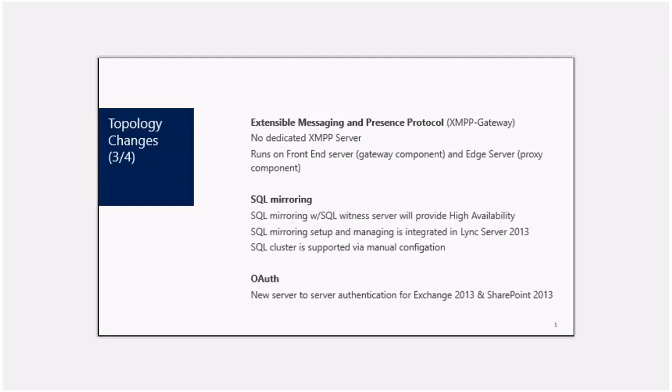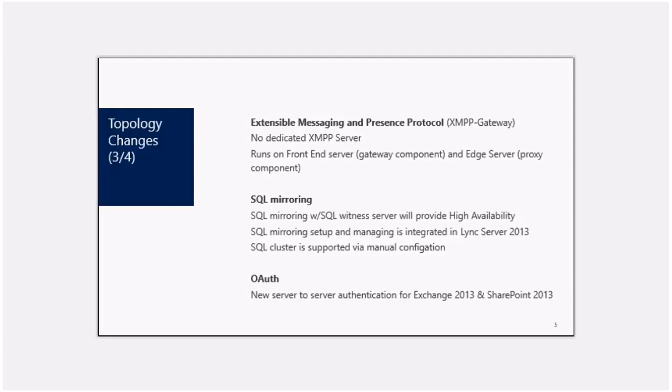XMPP is used if you want to integrate Lync to Google Talk or to other third-party XMPP systems such as Jabber or OpenFire. Previously, in old versions, we needed a dedicated server for this. It's now built into the front-end server and the edge server that you're already deploying for your Lync environment to enable external access.